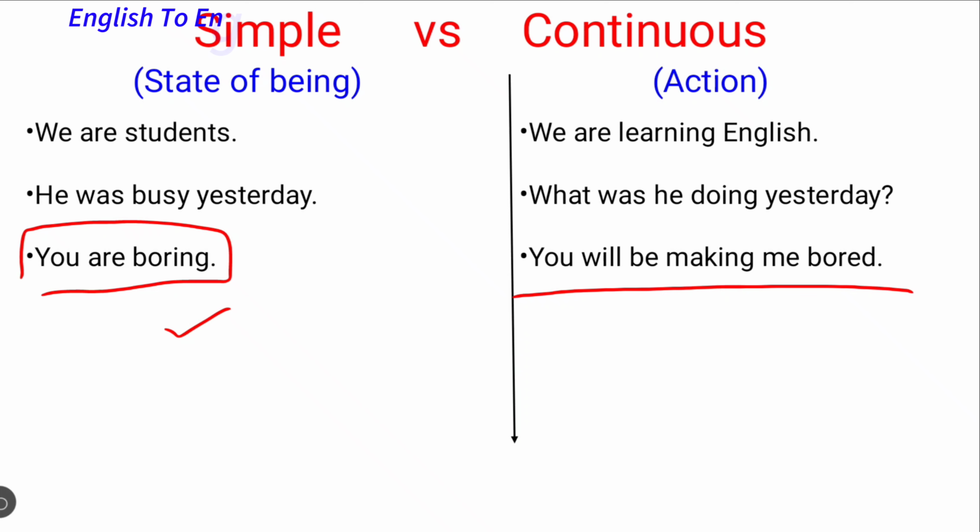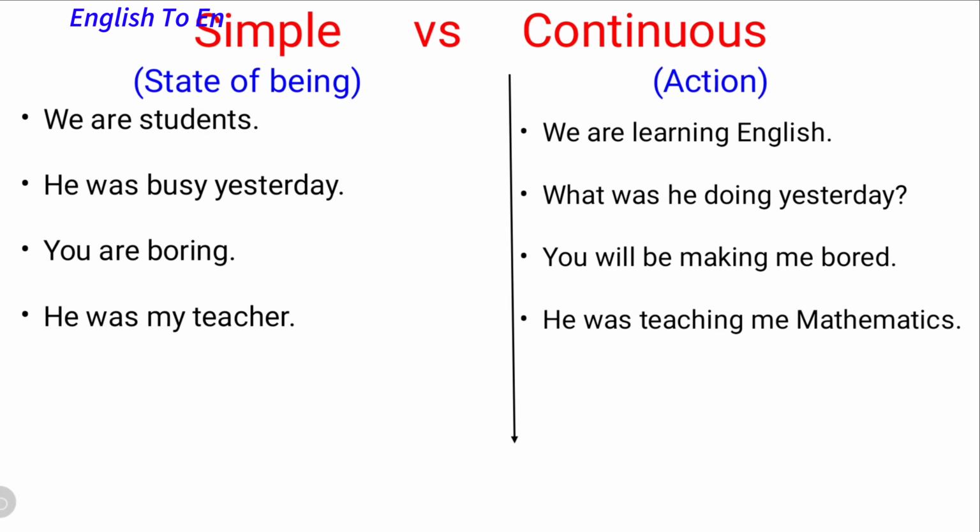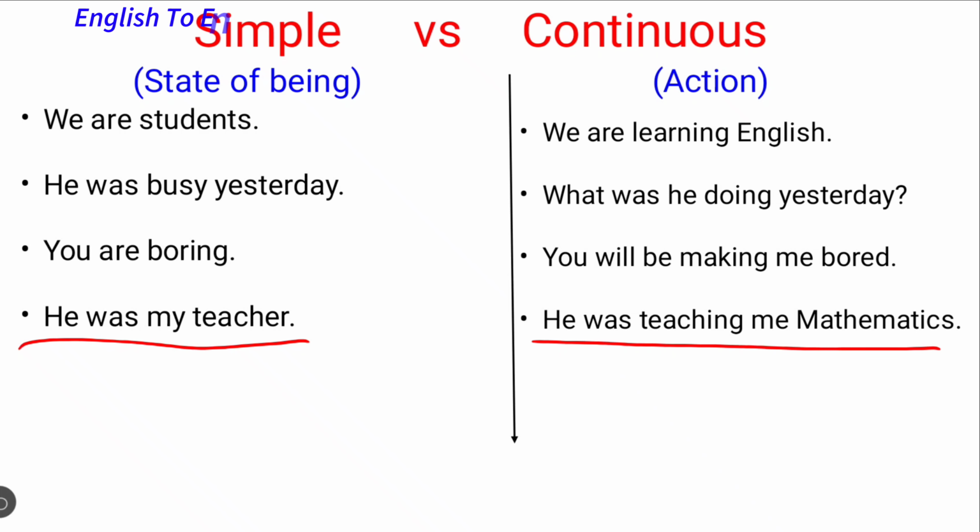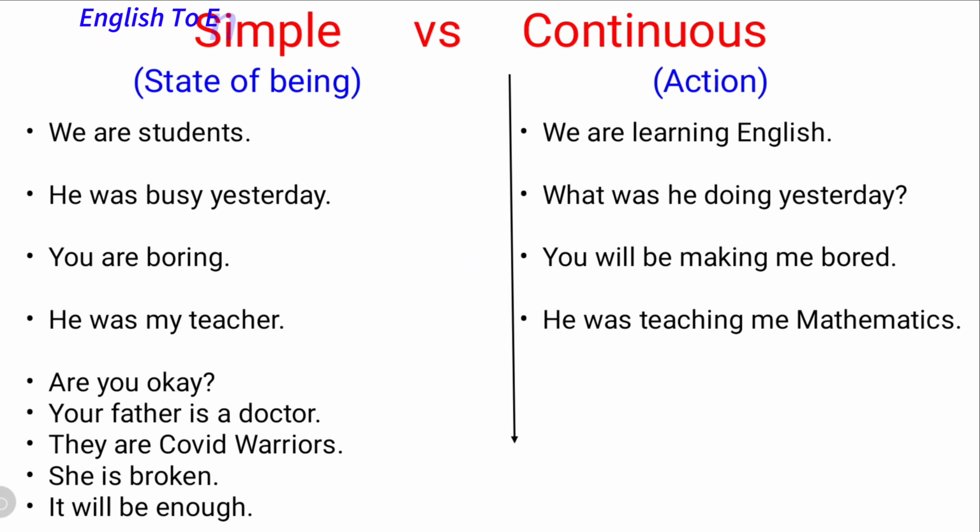Okay, so let's see some more examples. You can read: he was my teacher, he was teaching me mathematics. So yeah, he was my teacher, it was the state of being. And he was teaching me English, it was the action that was continuous, that was being done, that was going on.